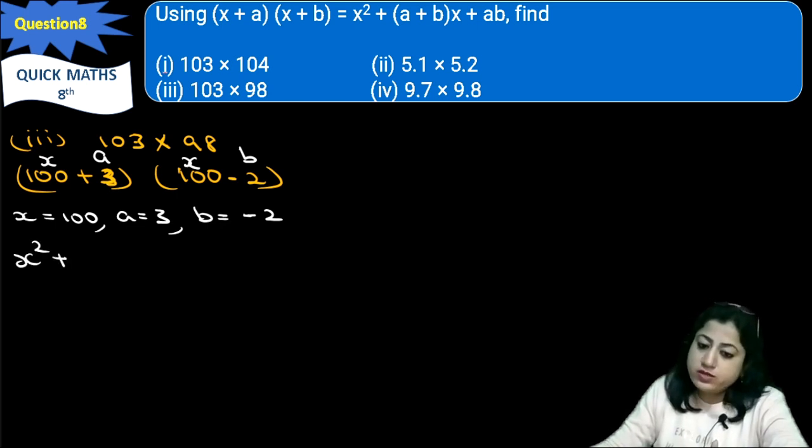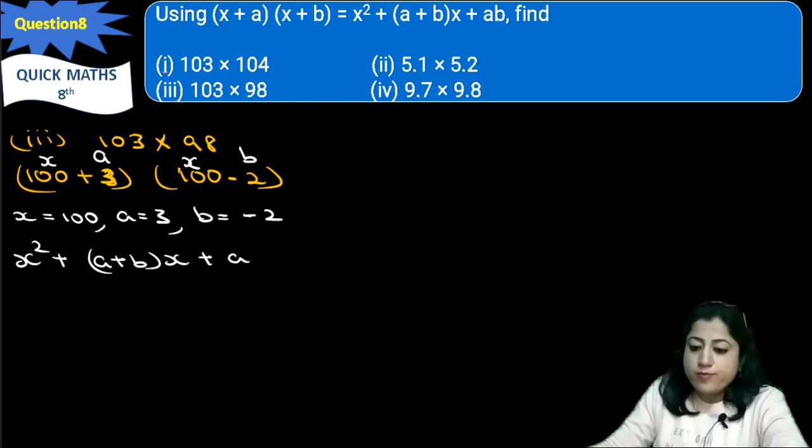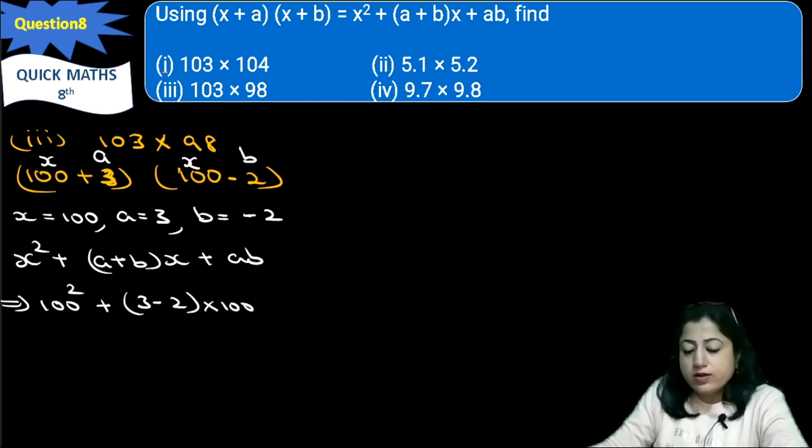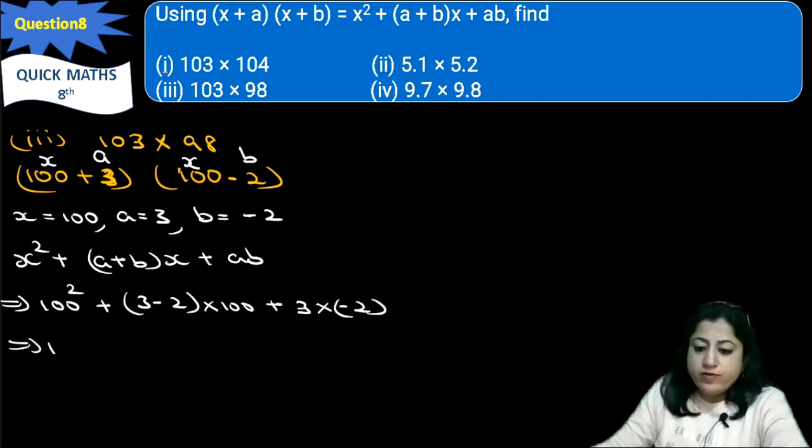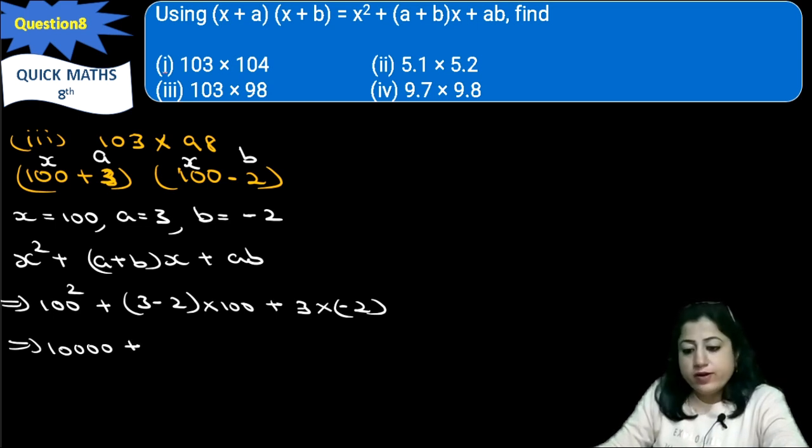Now the solution is the same: x square, plus the sum of both A and B times x, plus the product of A and B. Just put it here. The value of x is 100 square plus A plus B. A is 3, B is minus 2, x is 100, plus A into B. A is 3, multiplied by minus 2. So it will be 3 minus 2 is 1. 1 into 100 is 100.